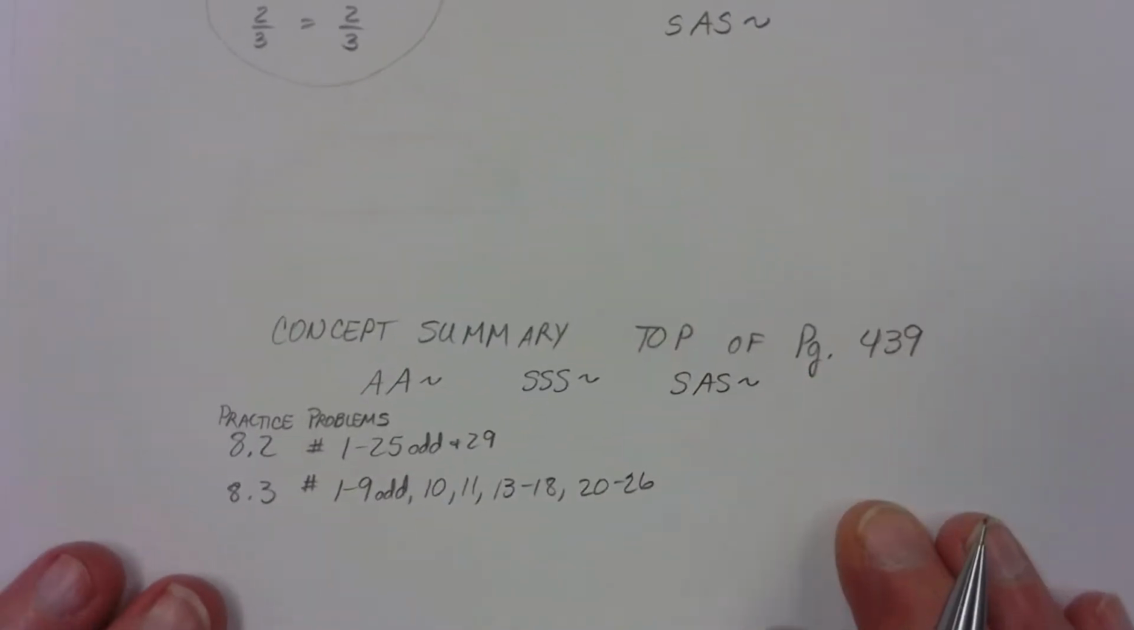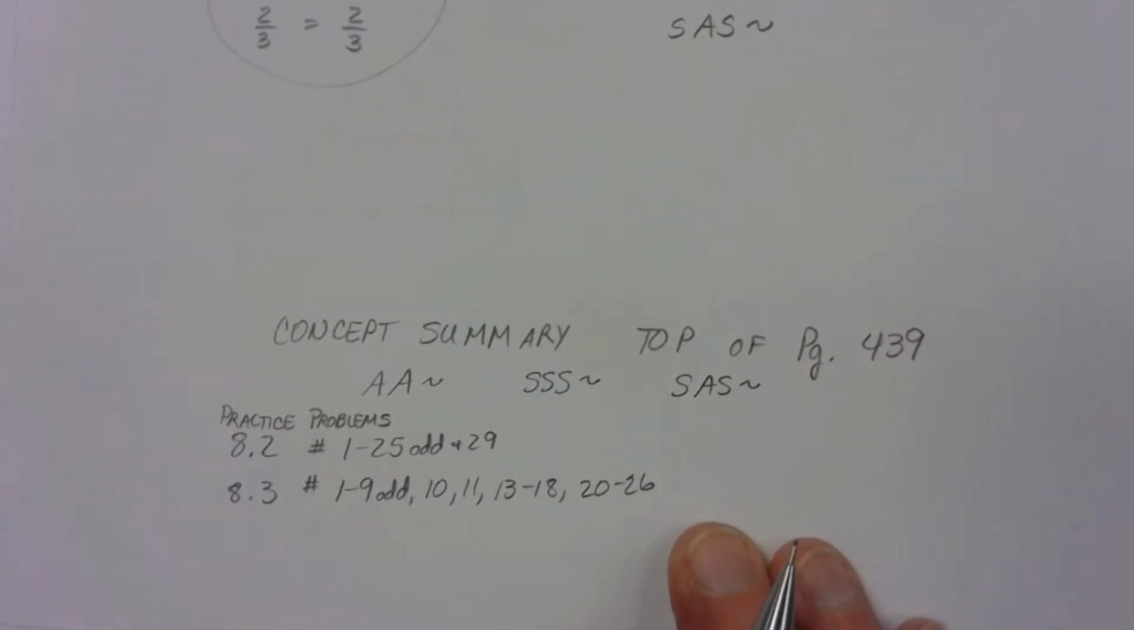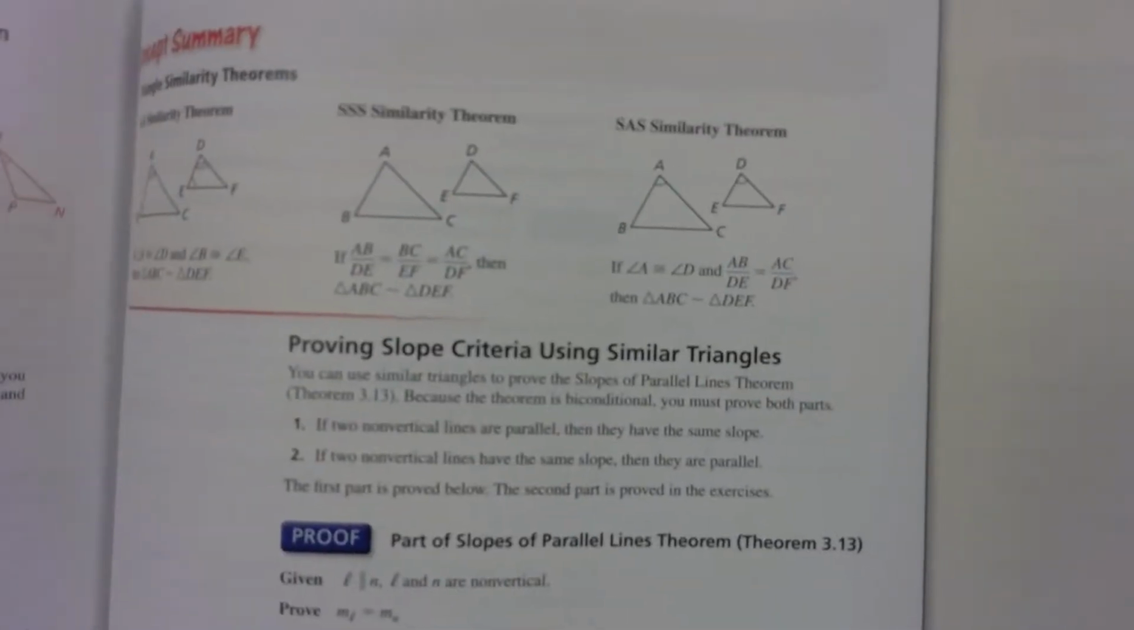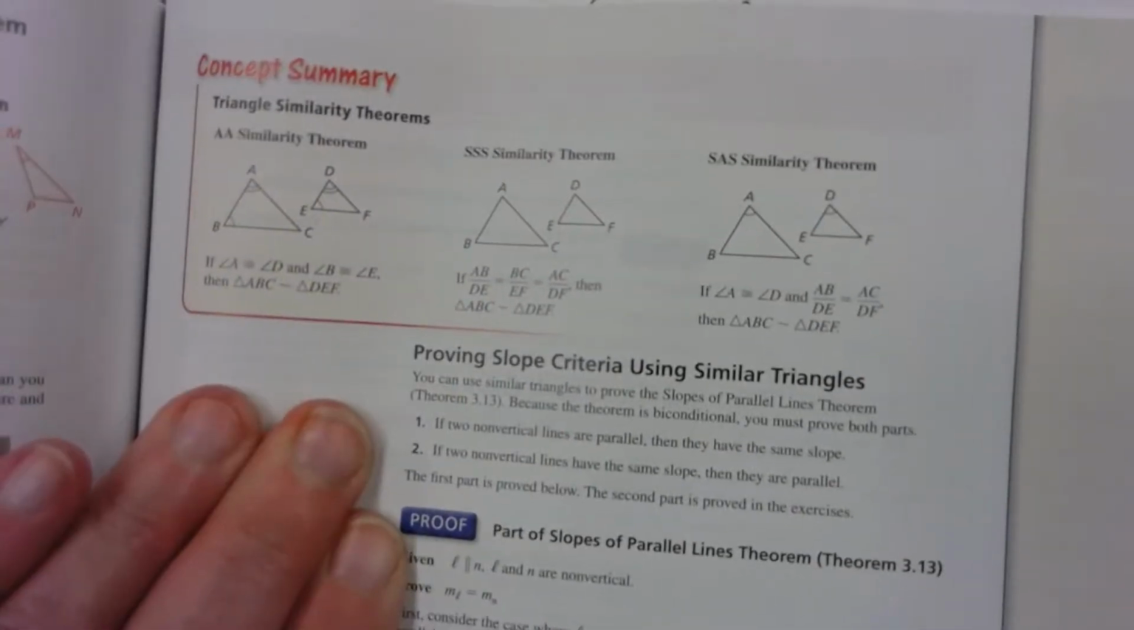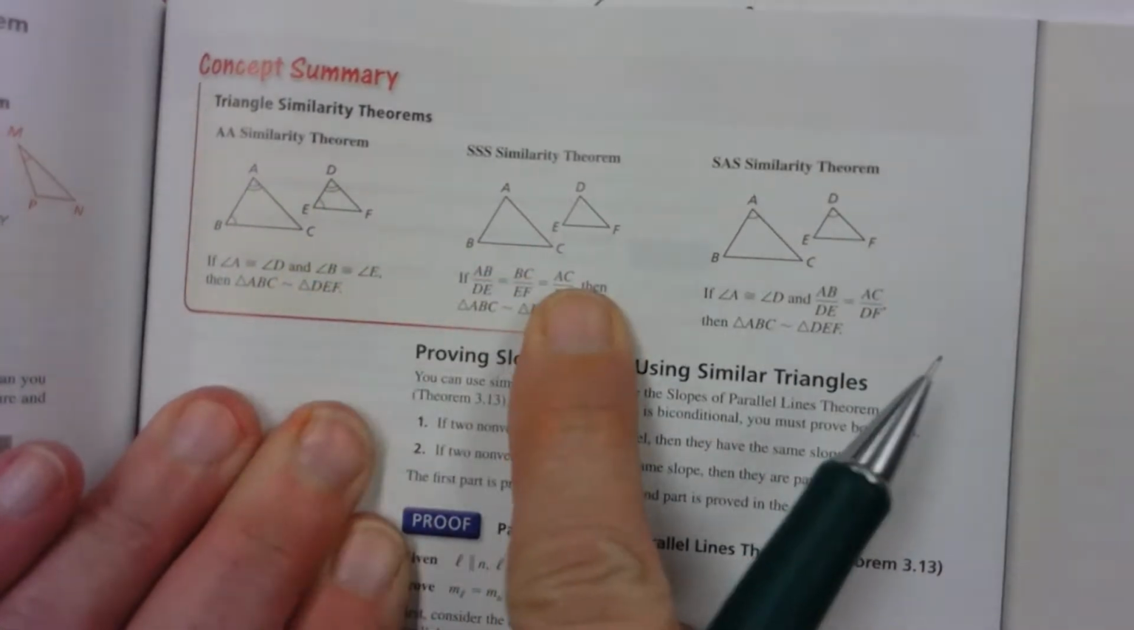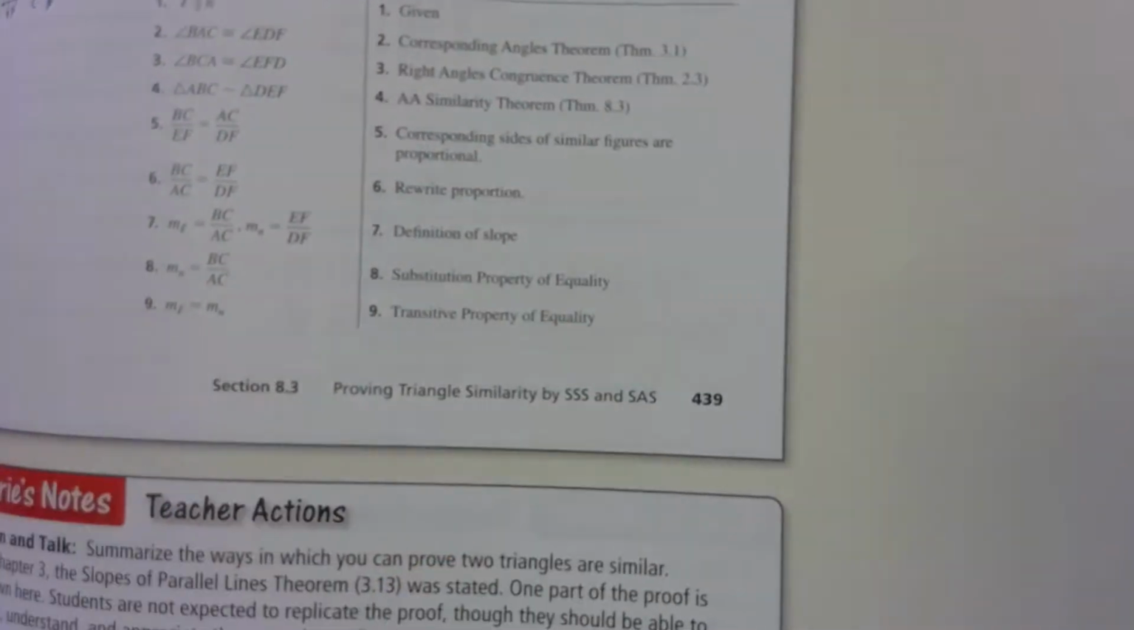Okay, there is a concept summary at the top of page 439, if you want to see that. It tells you these. We got angle, angle, side, side, side, side, angle, side. I guess I'll show you in case you want to look at the book. It's kind of hard to view this and look at the book at the same time. So there's your concept summary right there at the top. Angle, angle, side, side, side, side, angle, side. It's on page 439. If you need to look that up again, those are the 3 ways that we prove things are similar.